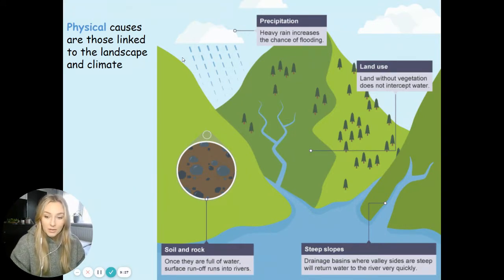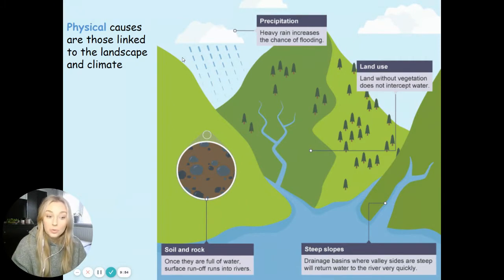Drainage basins where valley sides are steep will return water to the river very quickly. So if you have water running down a steep valley side like that, it's going to go to the river very quick, as opposed to a nice gentle valley side like that. So the time in which it takes rainwater to get to the river channel is a big part of this. So if you speed that up, that will impact the likelihood of a flood.